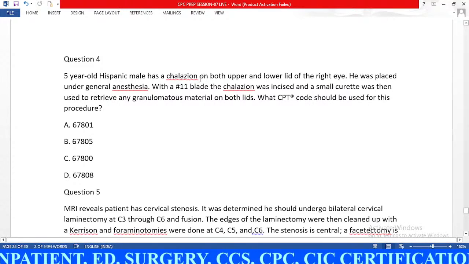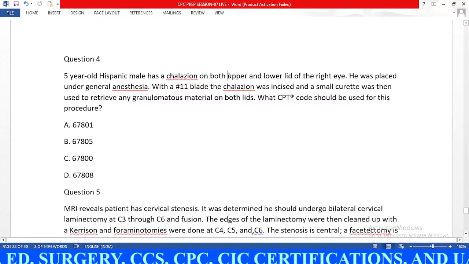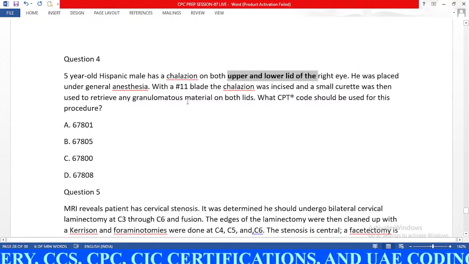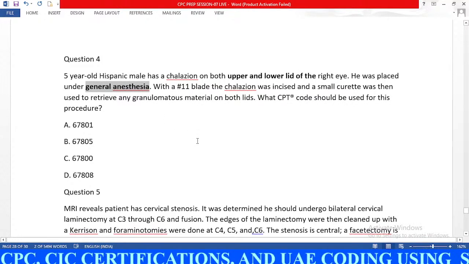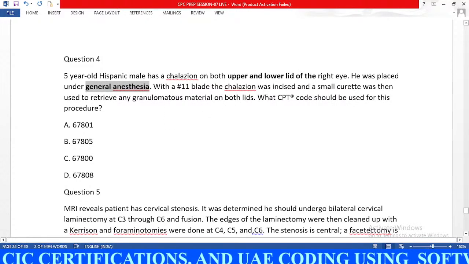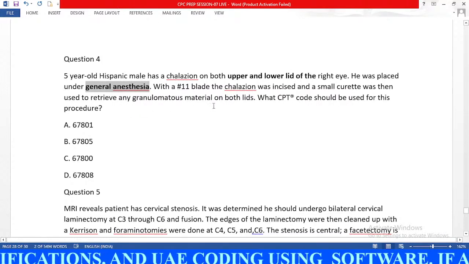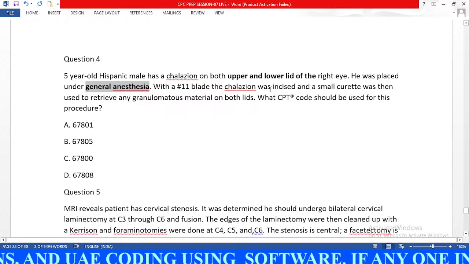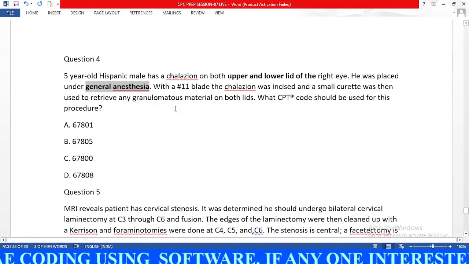Here we need to understand that the patient has two chalazia, both upper and lower lids. This is one keyword, and he was placed under general anesthesia. This is also a keyword. With a number 11 blade, the chalazion was incised and a small curette was then used to retrieve any granulomatous material on both lids. So here the physician did the incision and used a small curette to remove the tissue.